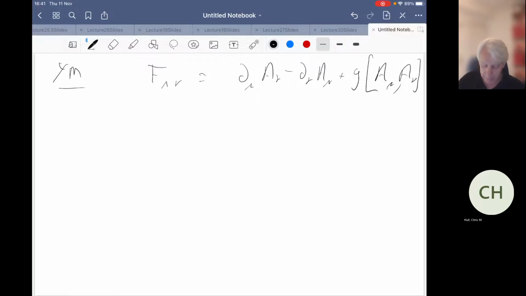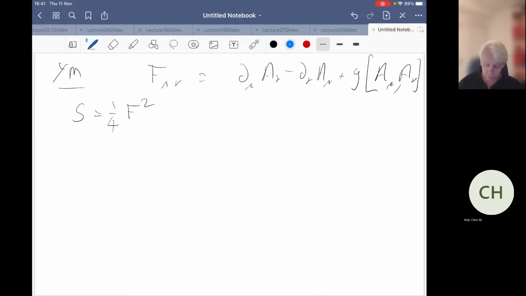and then one has an action which is a quarter of F_{mu nu} squared. And here one could see that if one takes g to 0, one gets the free theory, and then adding the terms involving g, one's turning on the interactions.